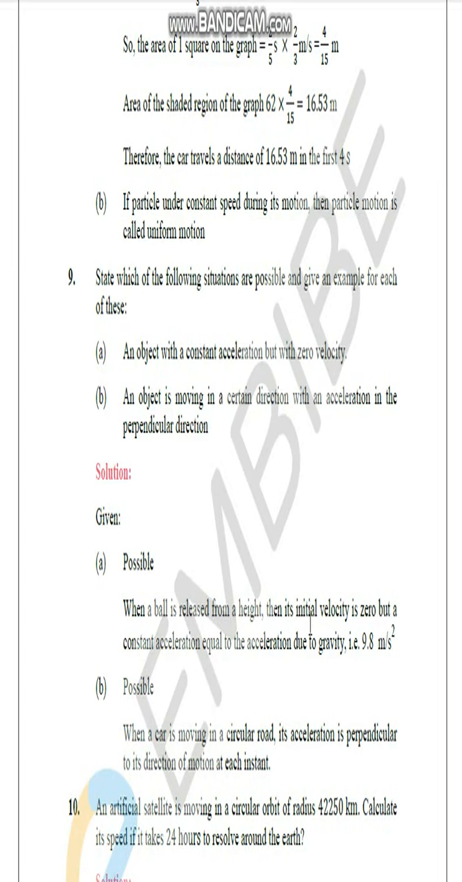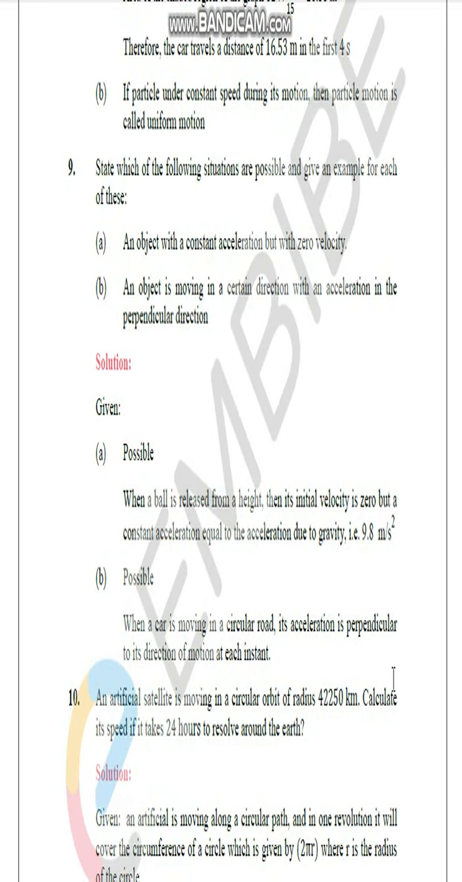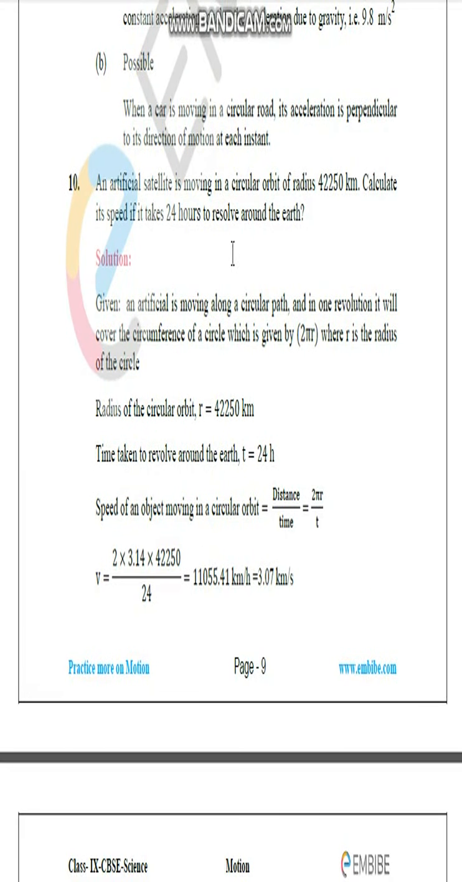When a ball is released from a height, its initial velocity is 0, but it has a constant acceleration equal to the acceleration due to gravity, that is 9.8. Next, an object is moving in a certain direction with acceleration in the perpendicular direction. Is it possible? Yes, when it is on a circular path. When a car is moving on a circular road, its acceleration is perpendicular to its direction of motion at each instant.